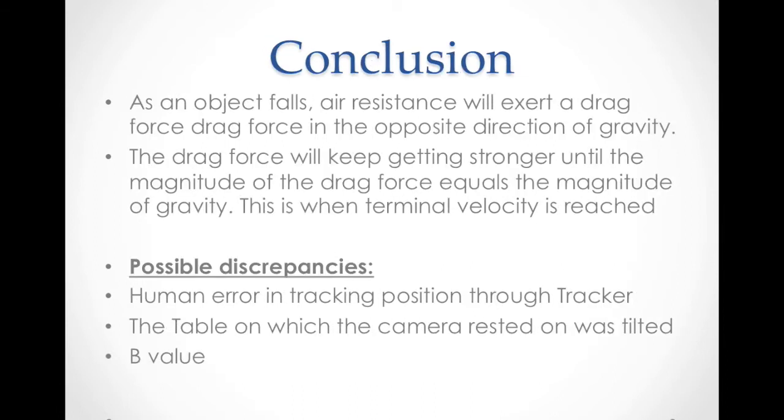In conclusion, as an object falls, air resistance will exert a drag force in the opposite direction of gravity. The drag force will keep getting stronger until the magnitude of the drag force equals the magnitude of gravity. This is when terminal velocity is reached.